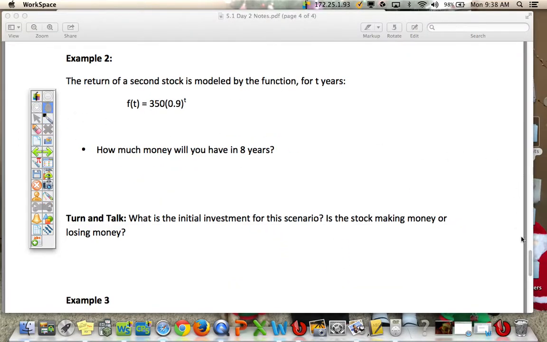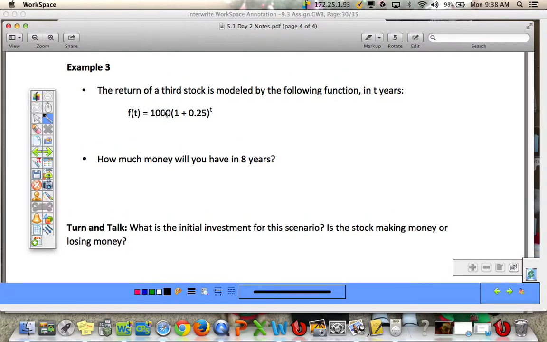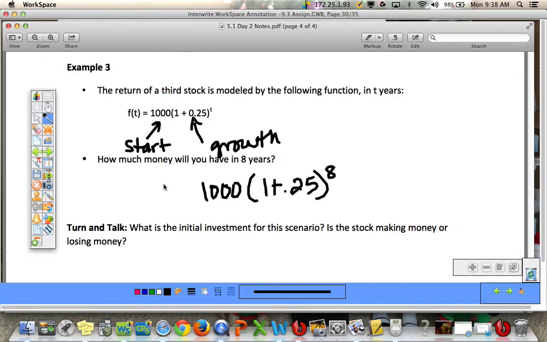Okay, example 3. The return of a third stock is modeled by this function. First of all, is it growth or decay? You're starting with $1,000, so here's your starting value. This is growth. It's growing at 25% a year. The 1 means it's growing, so this is growth. And again, in 8 years, you just plug in an 8 for your exponent. And you can type that in yourself.